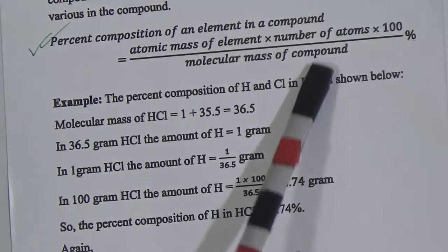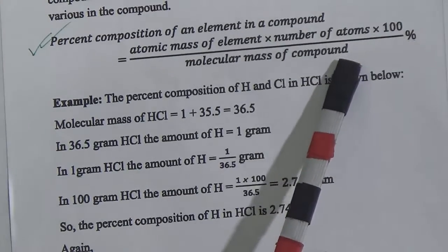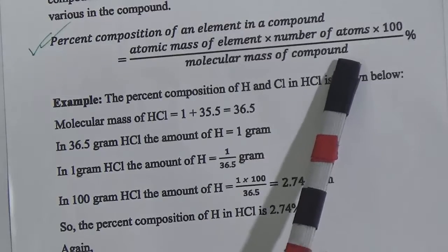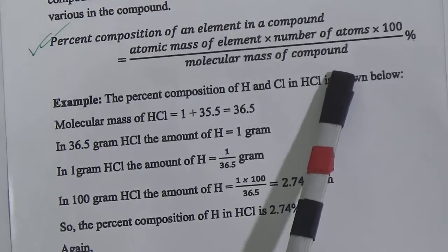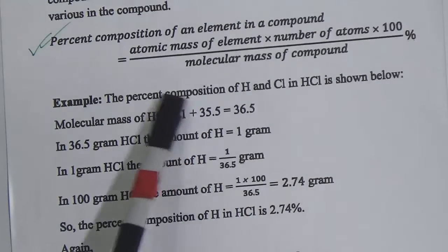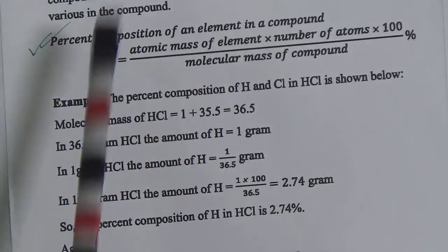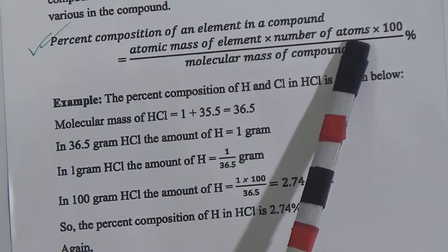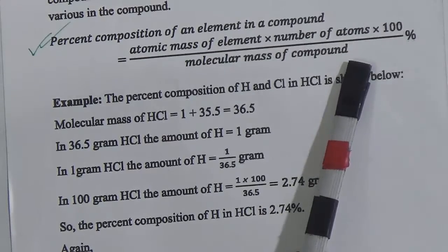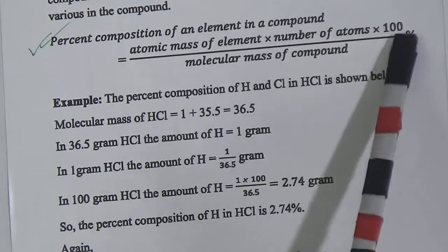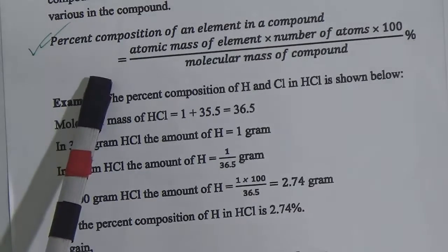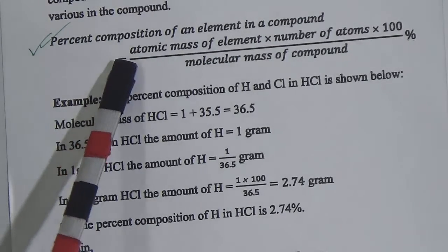So, for finding the percent composition of an element in a compound, we have to know the molecular mass of the compound. That means first we have to know the molecular formula of that compound. Then we can find out the molecular mass of the compound. Then we have to know the atomic mass of that element and the number of atoms of that element in that compound, and we have to multiply this with 100. Then we will find out the percent composition of an element in a compound.